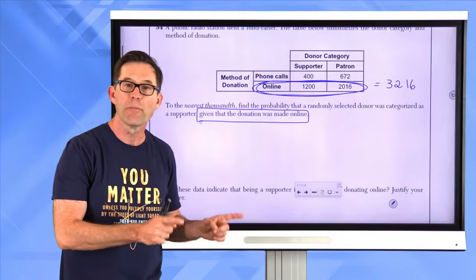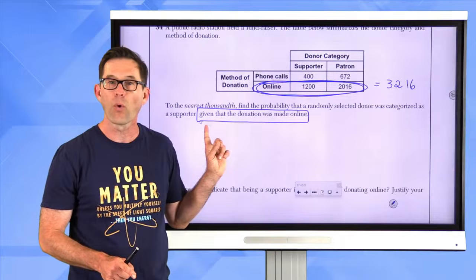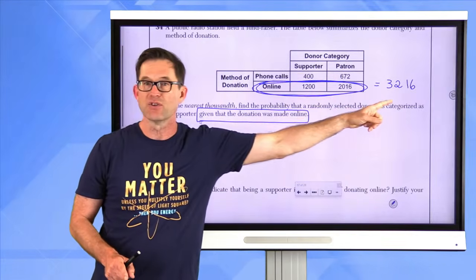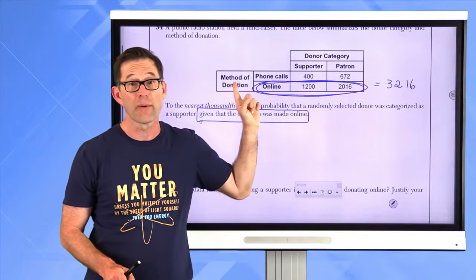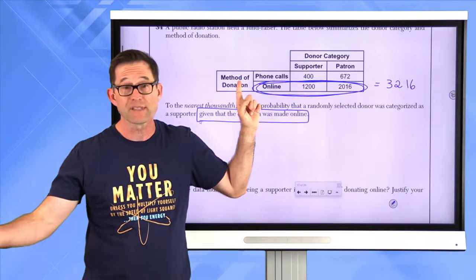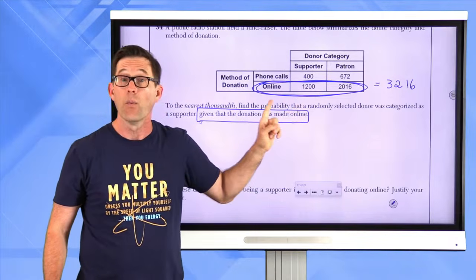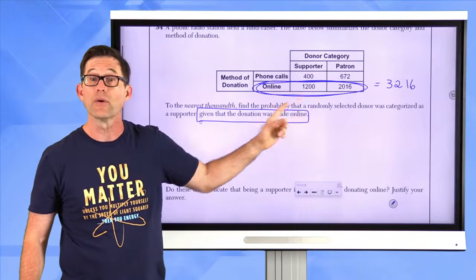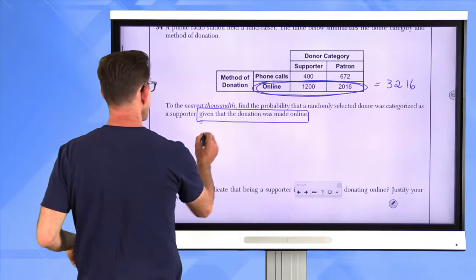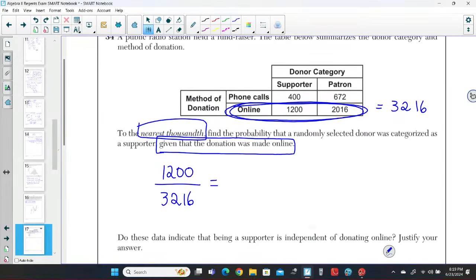Now, what's the probability that somebody who was randomly selected was categorized as a supporter? Well, of those 3,216 people that went online, I don't care about the phone calls, right? I also don't care about the people who are living in Moscow, right? I'm talking about the people that donated online. Well, of those, 1,200 were supporters. So the probability is 1,200 divided by 3,216.